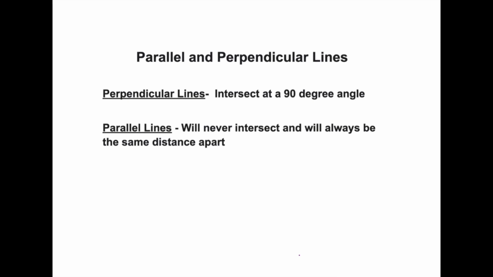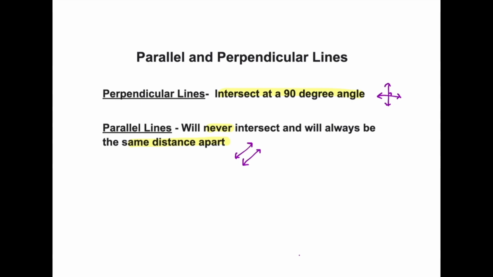In this video, we're going to determine if we have parallel or perpendicular lines based off of our equations. Perpendicular lines intersect at a 90-degree angle. Parallel lines are the opposite of perpendicular lines. They will never intersect and will always be the same distance apart.